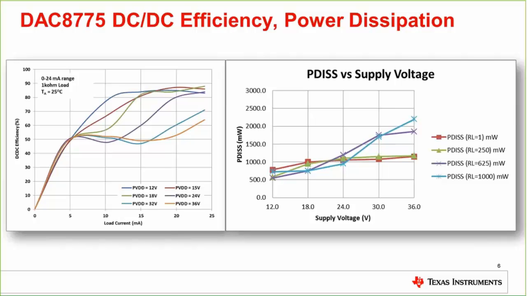So while it's well and good that the DAC8775 is very efficient and quite well below 1 watt at 12 volts, we have to find some method of modifying this input supply voltage down to 12 volts in a very efficient way.